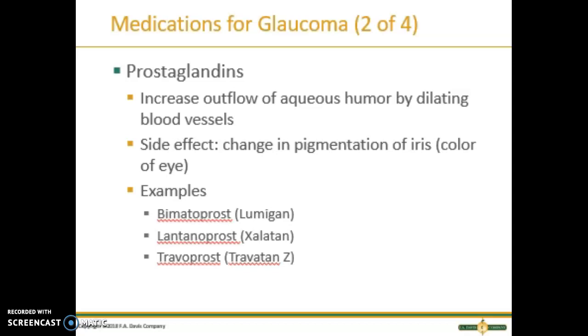So the prostaglandins increase outflow of the aqueous humor by dilating the blood vessels, and some side effects that we see is the change in pigmentation of the iris, so the color of the eye. And an example of this would be the latanoprost or Xalatan listed here.